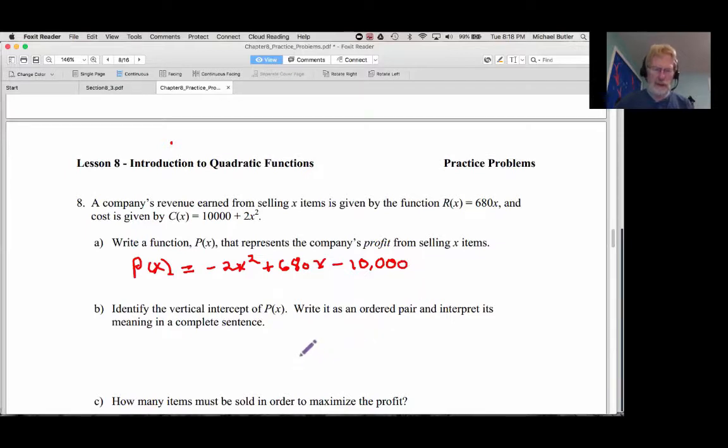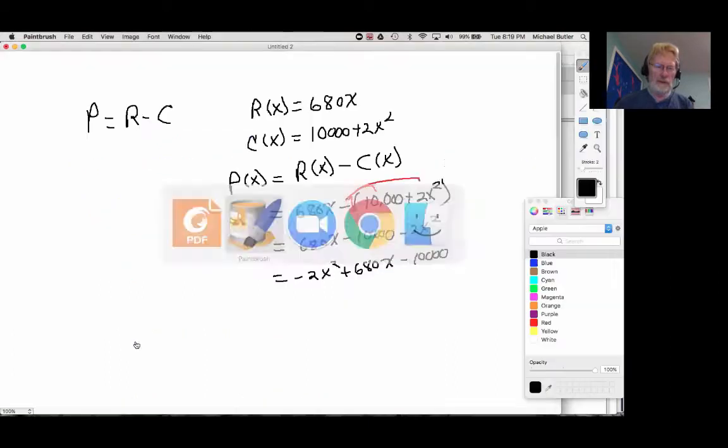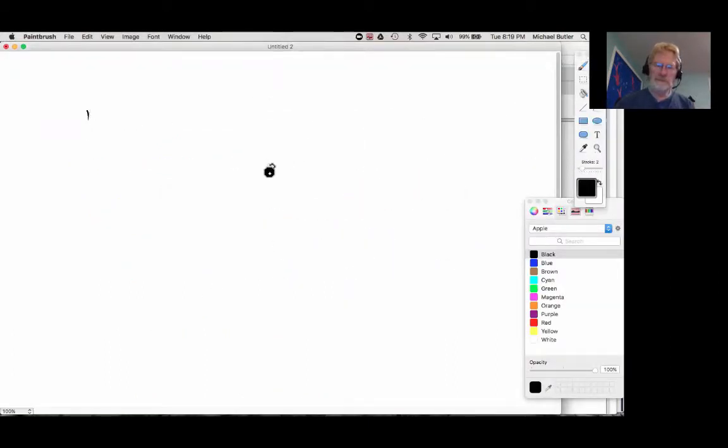Okay, so identify the vertical intercept of P of x, write it as an ordered pair, and interpret the meaning in a complete sentence. All right, so we don't need to do this graphically, we just need to do it algebraically. They want to know what the vertical intercept is. The vertical intercept is the y-intercept. And what I like about writing down the y-intercept is that as soon as I see y, that must mean that x was equal to 0.